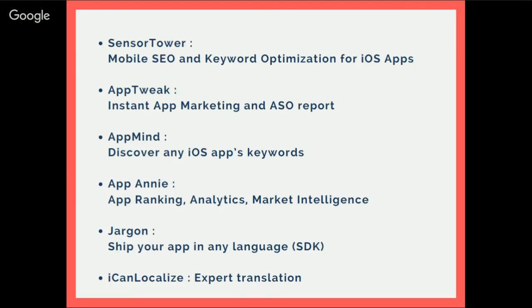Then App Mind is a tool that helps you discover app keywords. App Annie helps you in app ranking, analytics, and market intelligence. Jargon helps you with localization, with which you can basically convert any application into native language. And then I Can Localize helps you in finding expert translation, basically finding you the right words for the language that you are using for localization.